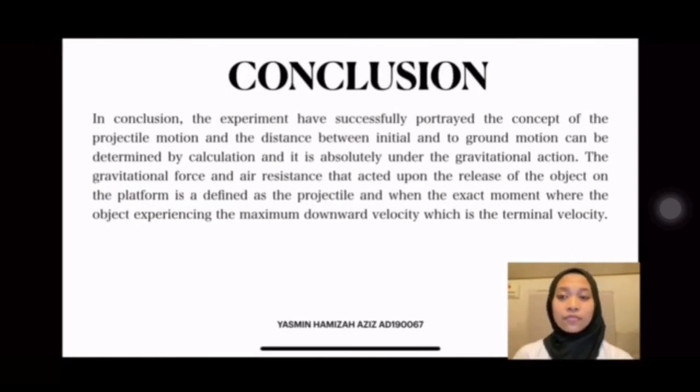For the conclusion of topic 7, the experiment has successfully portrayed the concept of projectile motion, and the distance traveled can be determined by calculation, and it is absolutely under gravitational action. The gravitational action and the air resistance acting upon the released object on the platform define the projectile, up to the exact moment when the object experiences the maximum downward velocity, which is the terminal velocity.